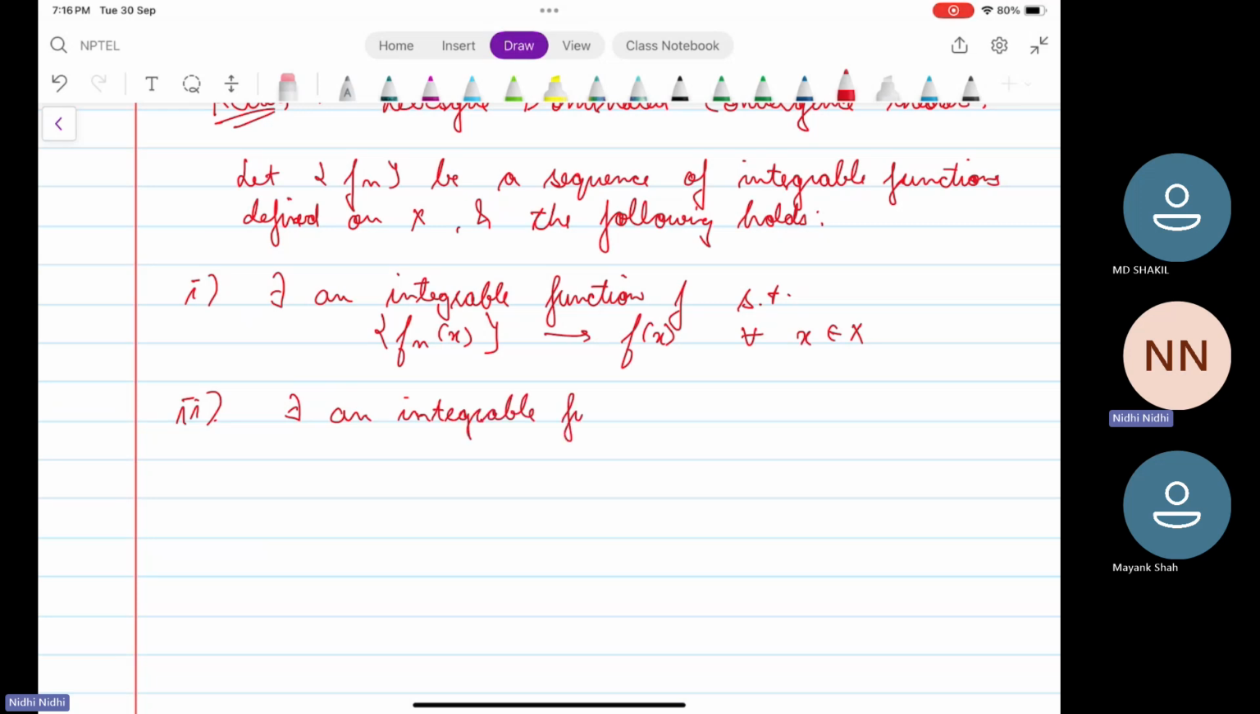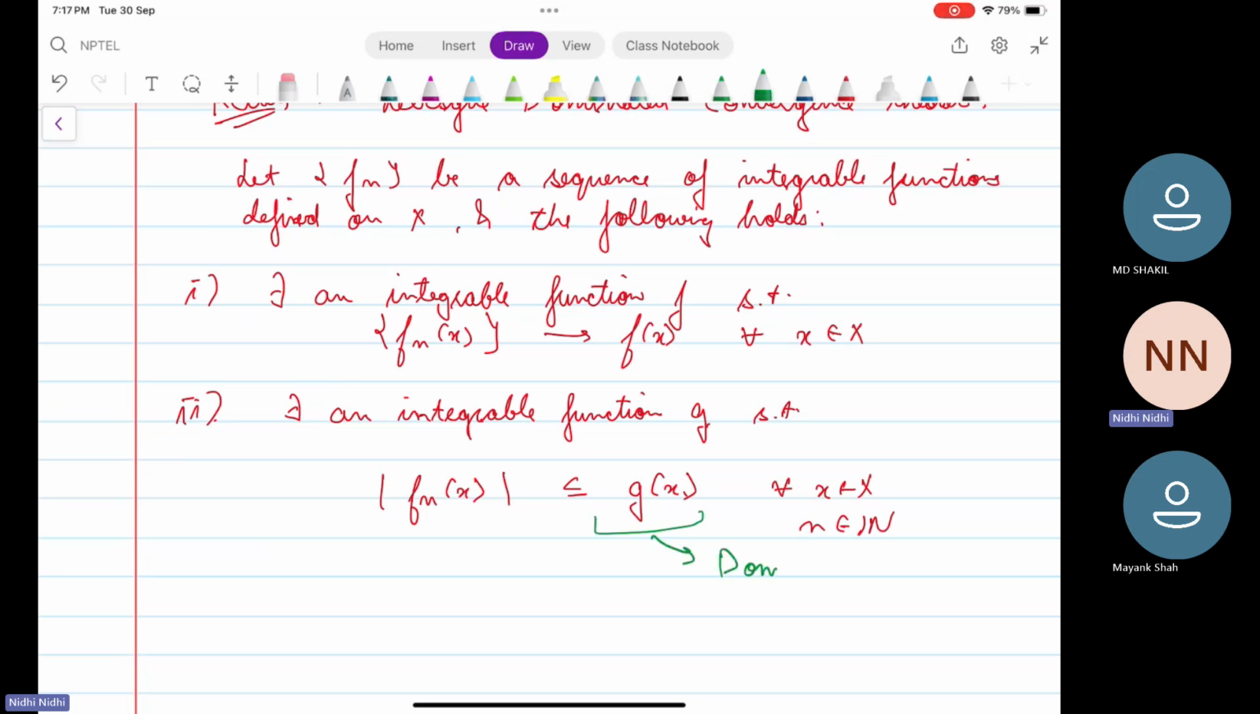Integrable function g such that mod fn(x) is less than or equal to g(x) for every x in X and n in N. So this function is called the dominating function. So basically, we need pointwise convergence as well as existence of a dominating function. In that case, we can interchange the limit and integral.